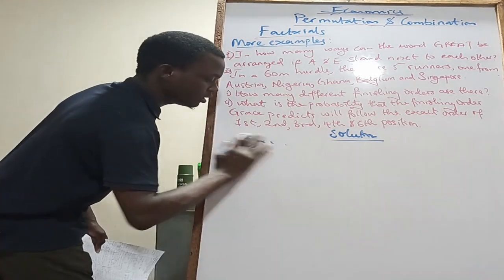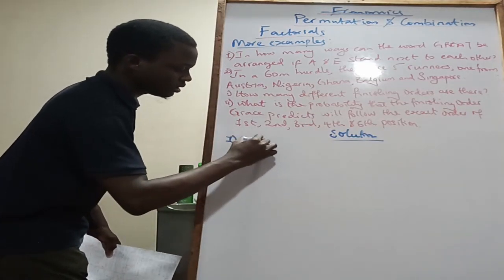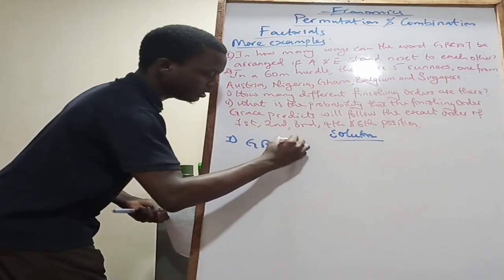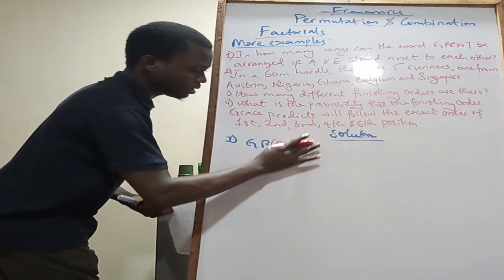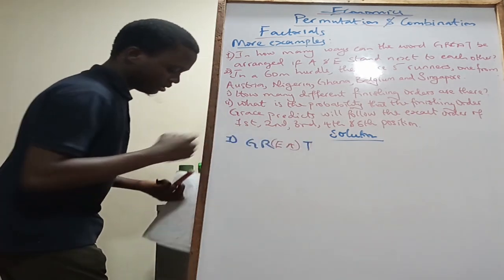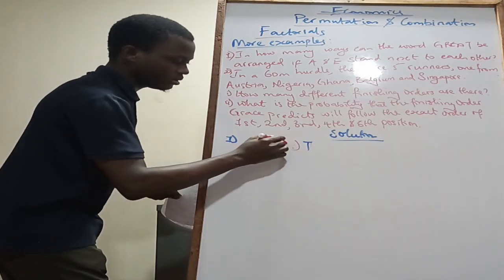Now, so we have that's number one. That means we must have G, R, E, A like this, T. So anytime you see E, you see A next to it. Things like that. E, A, T.